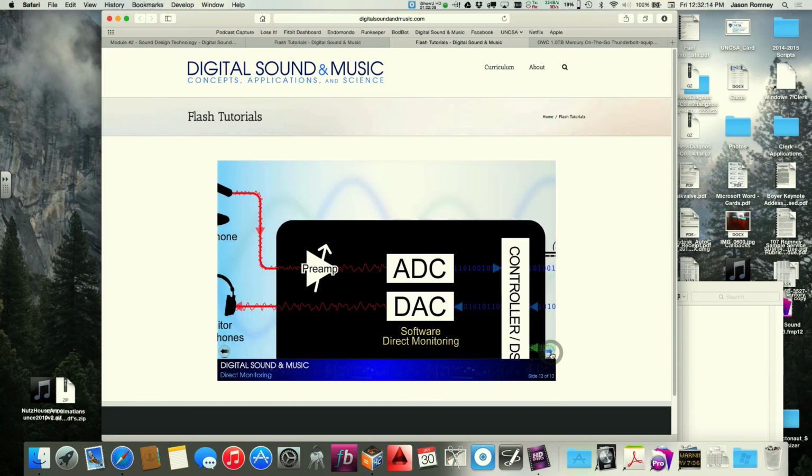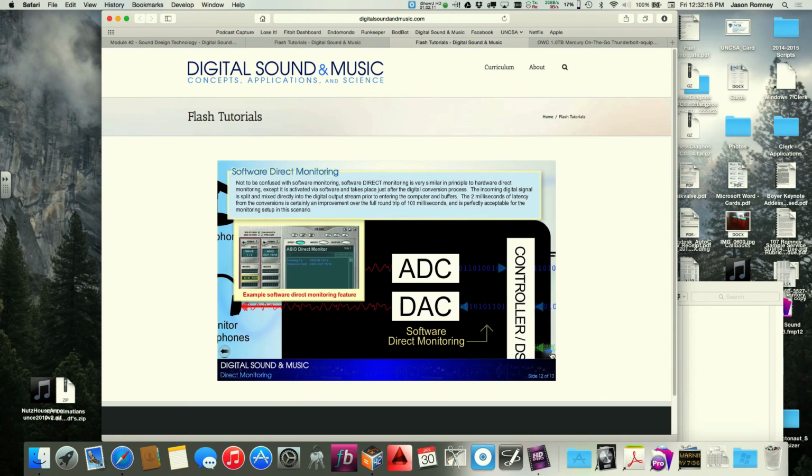And it's quite handy. There's also a thing called software direct monitoring, and usually that's happening still in the audio interface, but it's bypassing the RAM buffer because it's doing the tap after the digital conversion. So at that point, you're only getting the 2 milliseconds, whatever you get with each conversion.